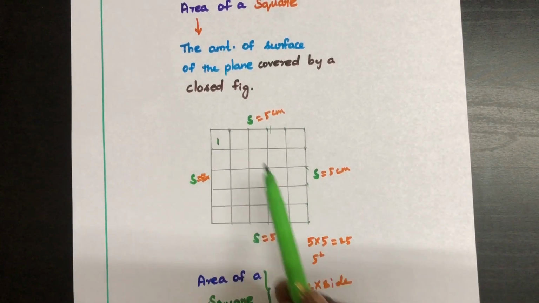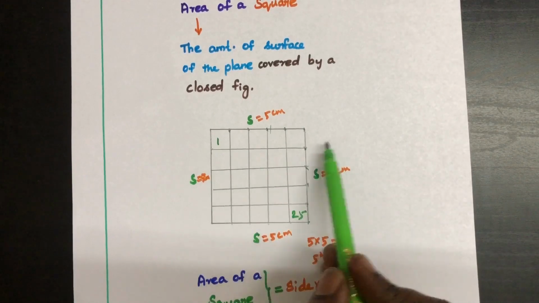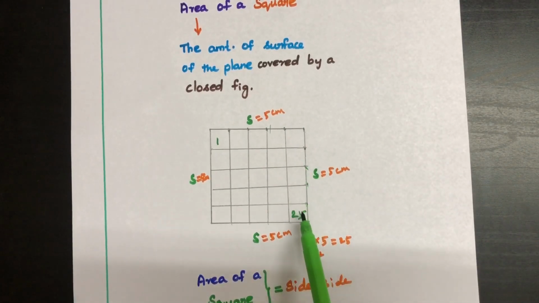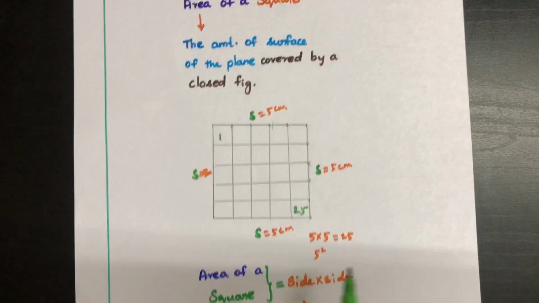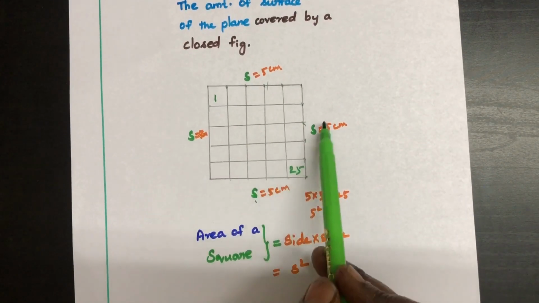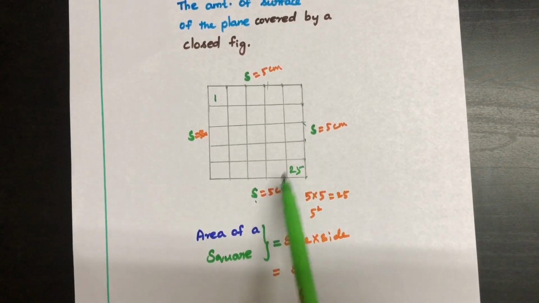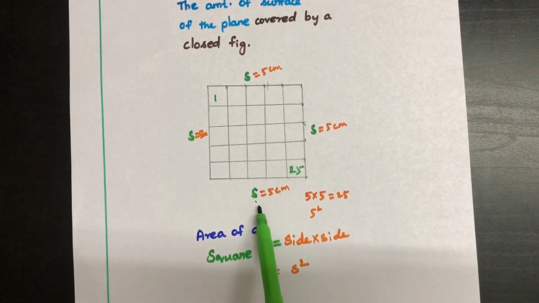If we start from here, it must be 25 if you add, because 5 each. 1, 2, 3, 4, 5. 5 5s are 25. That's all. So the area of a square, the general formula, is side into side. Whatever side you are given, just multiply it. Side into side is the area of a square.